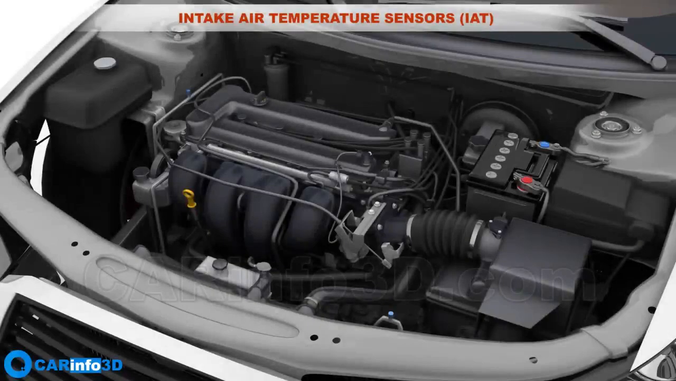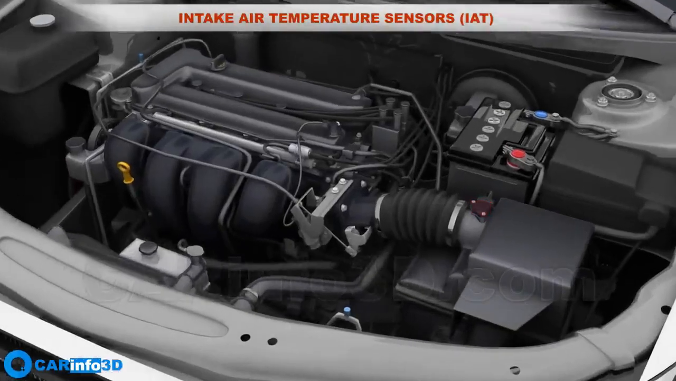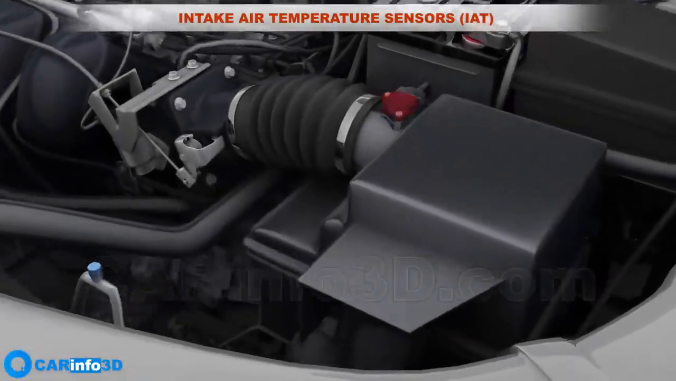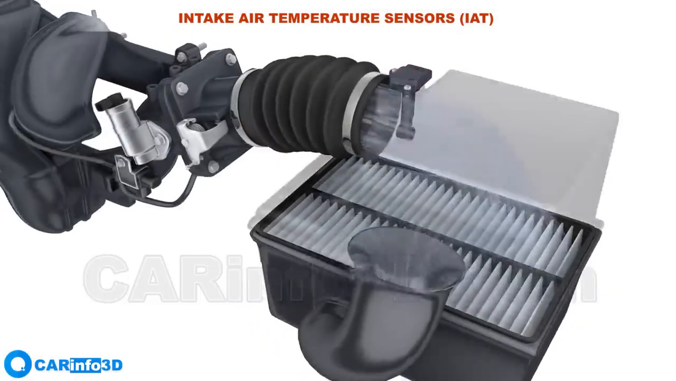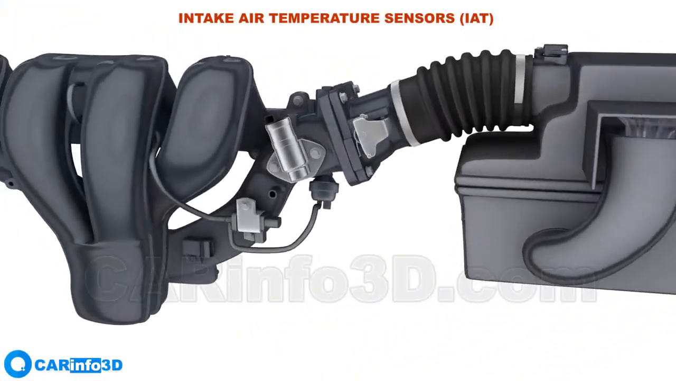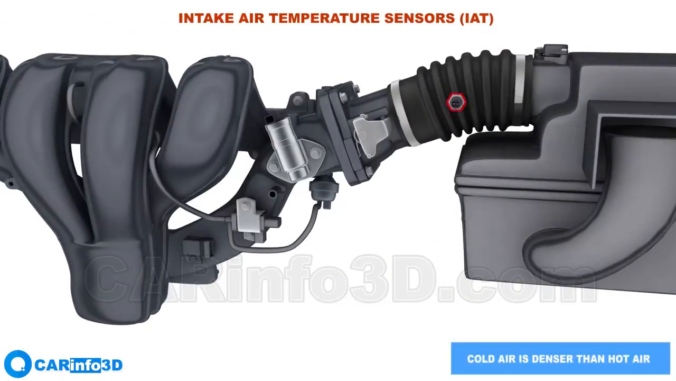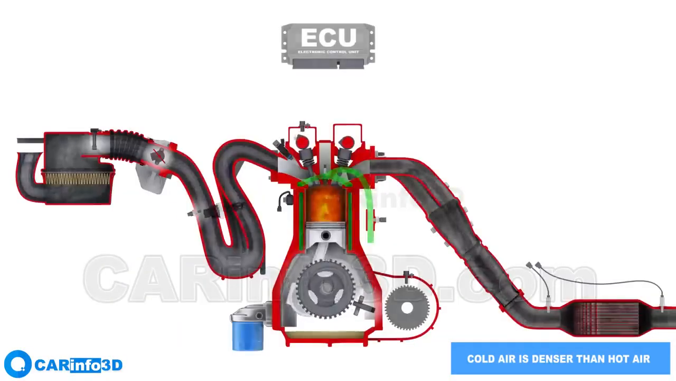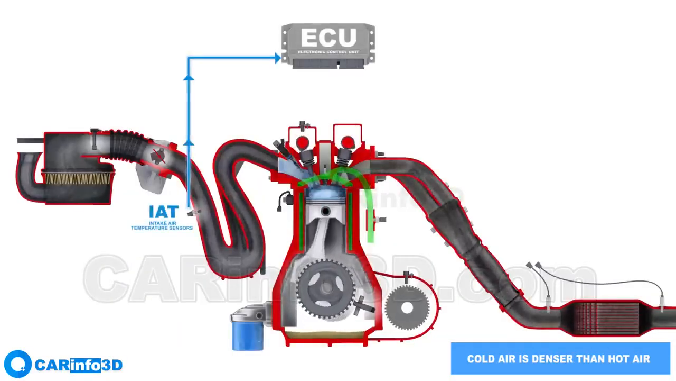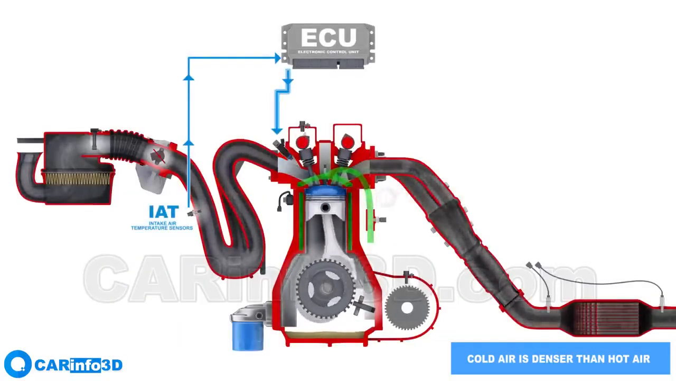The intake air temperature sensor. It can be combined and housed in the same unit as another sensor, which is a mass airflow sensor. It can also be located separately within the intake system. This sensor measures the intake air temperature, which in turn helps determine its density. Based on the readings, the ECU will modify the fuel delivery to achieve the desired air-fuel ratio.